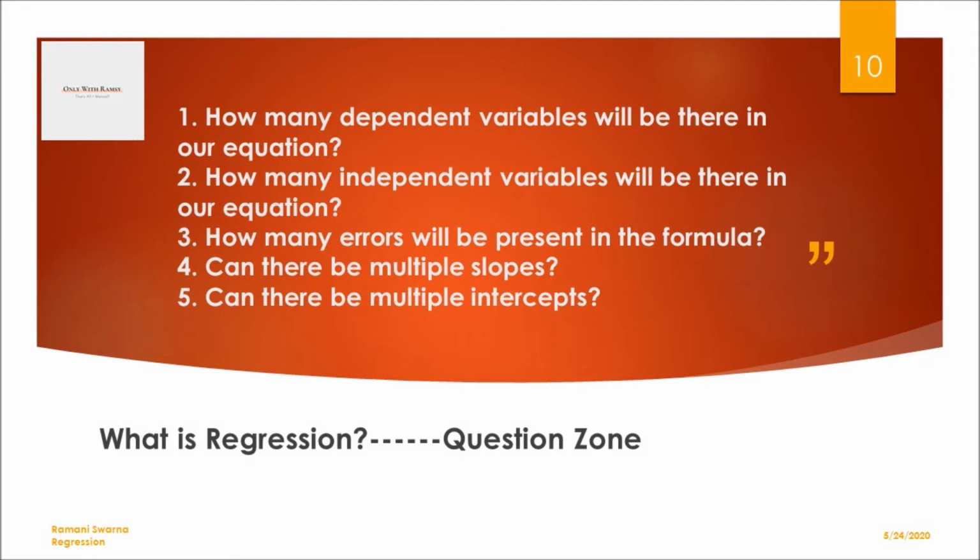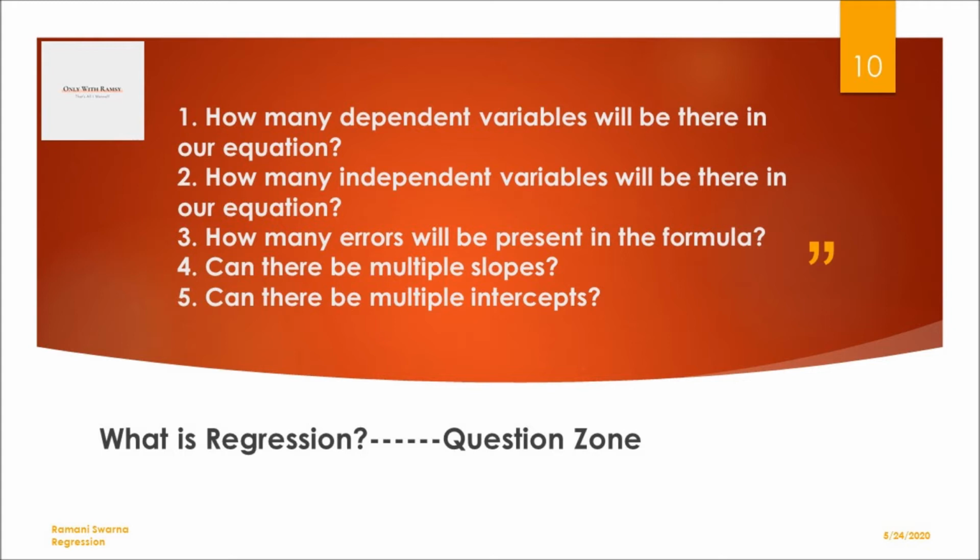In the formula I have given you only one e. Does that mean that there is one error, or can you have as many errors as you like? Think about it. Can there be multiple slopes or just one slope? Can there be multiple intercepts or just one intercept? These are the questions you need to raise if you are learning and trying to be a very serious student of regression.